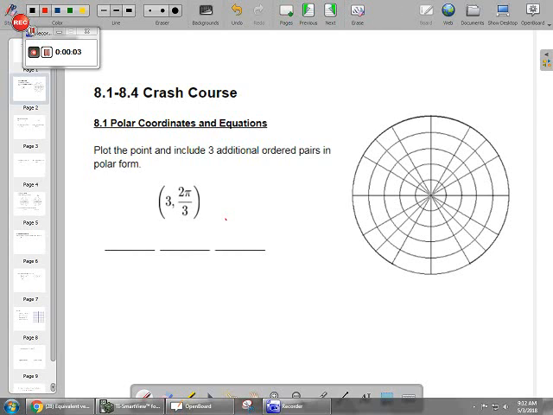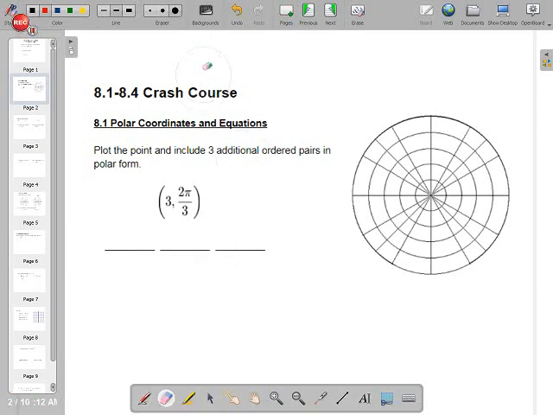Hello ladies and gentlemen, it is time for the 8.1 to 8.4 crash course. So we're going to see if we can get through this entire unit in just a few minutes.